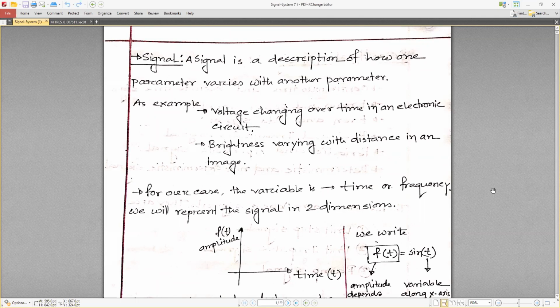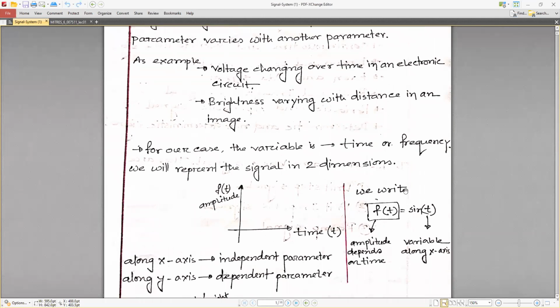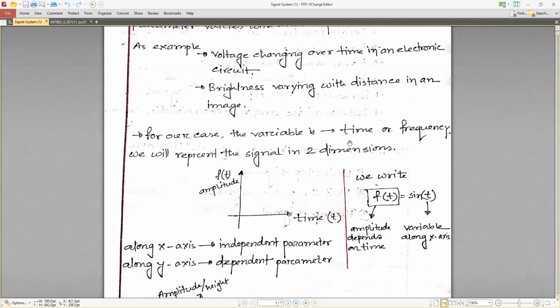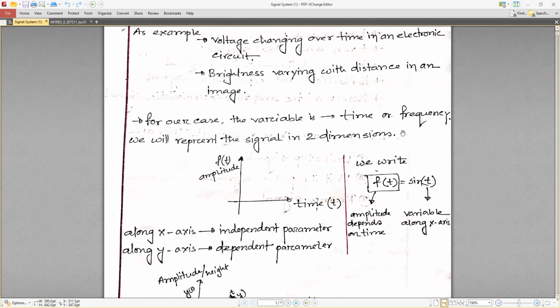An example is voltage changing over time in an electronic circuit. That is also a signal, right? Voltage is changing over time in an electronic circuit, and the brightness varying with distance in an image. Okay. For our case, the variables are time and frequency. So there are two kinds of variables: one is time, another one is frequency.